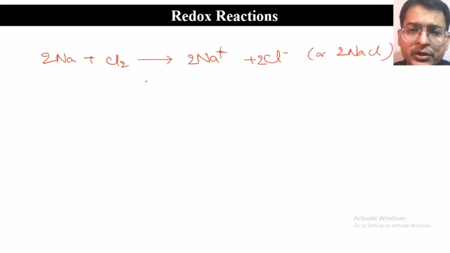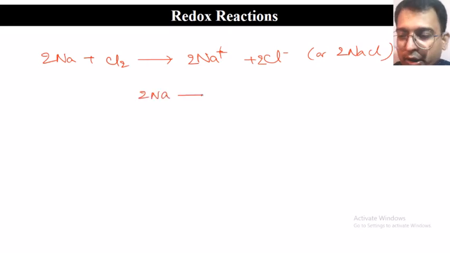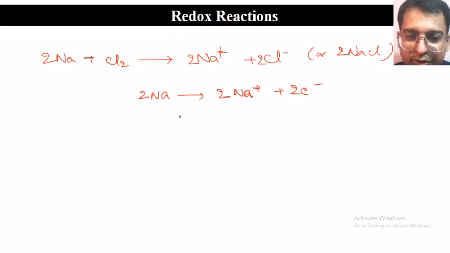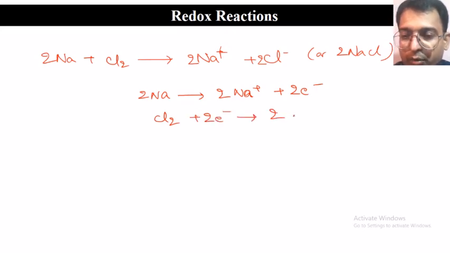This particular reaction can be broken down into two reactions. One is an oxidation reaction, one is a reduction reaction. Together we say it is a redox reaction. So 2 sodium gives 2 Na plus plus 2 electrons. It is losing the electrons, therefore it is forming a positive charge. And chlorine is gaining 2 electrons to form 2 chloride ions. So this is the first stage.